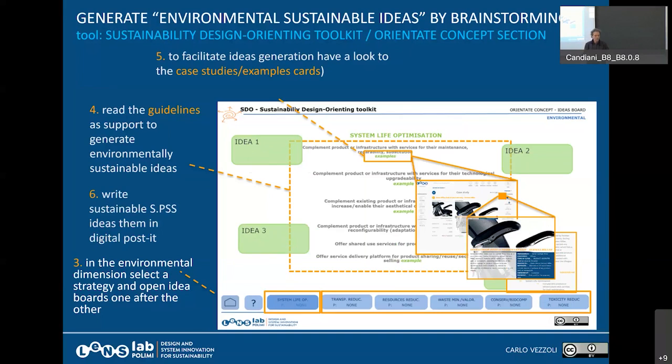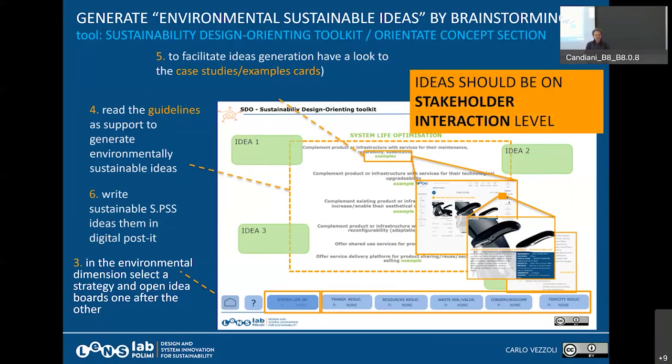Okay, and then indeed you will brainstorm. You are in group, you'll be working, and finally you will generate ideas. And here is a key point. Okay, so the ideas should be up to a system level, so in terms of innovative interaction among stakeholders, so not product innovation, not service innovation, but innovation in terms of new interaction among stakeholders.